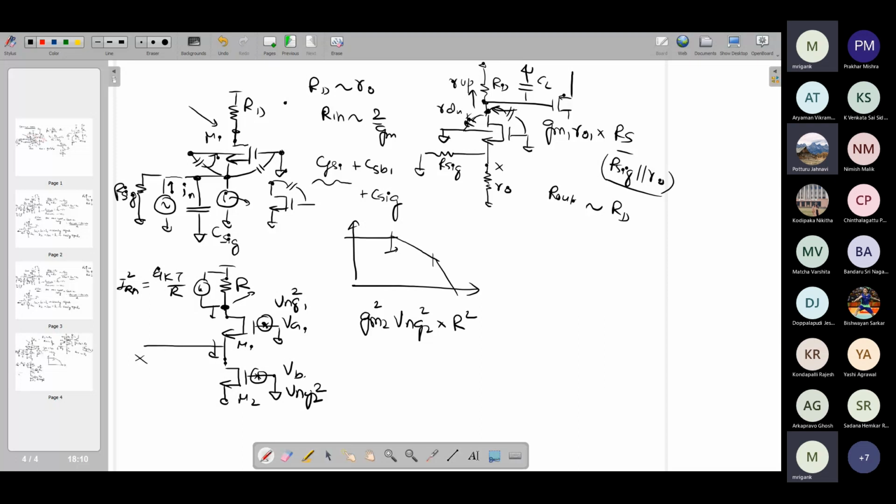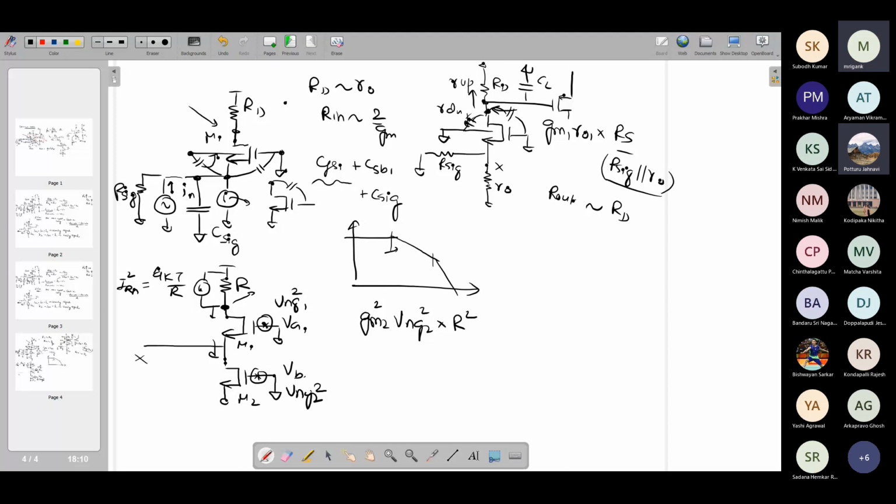Subodh Kumar, can you answer? Sir, the effective GM will be GM upon 1 plus GM R out of M2, and the effective R out will be RD parallel RO1, and that will be the gain. So from there, VNG square times the gain.